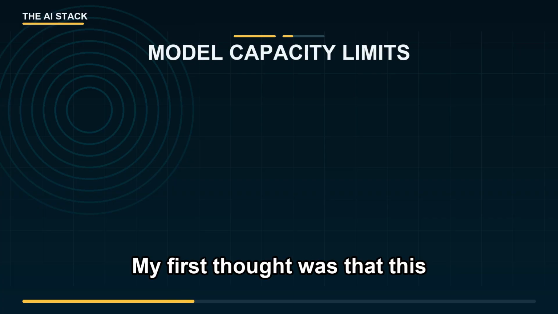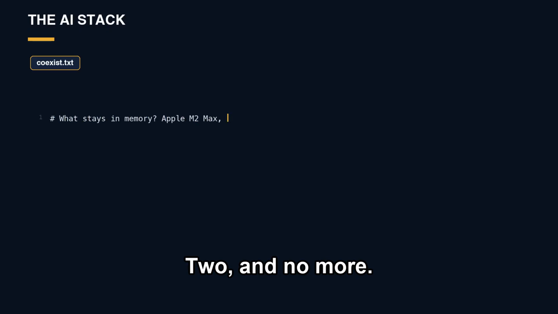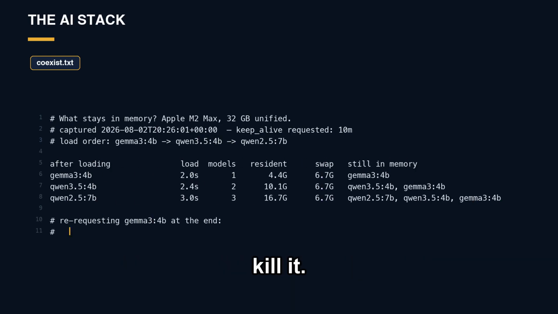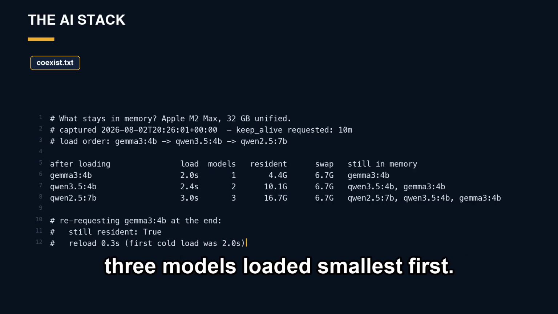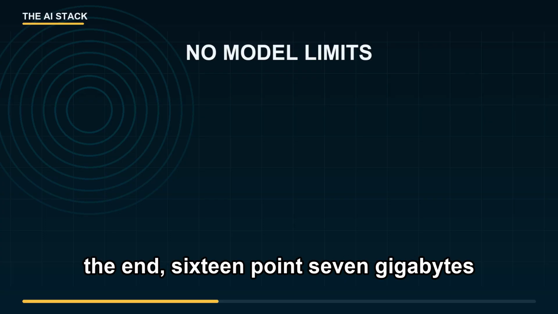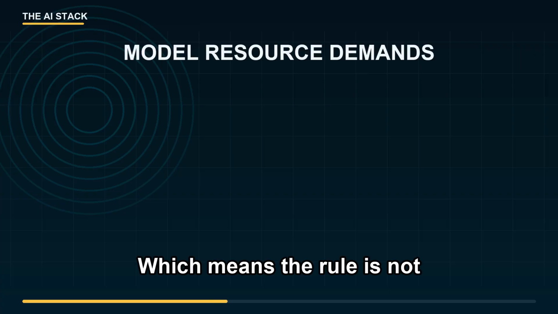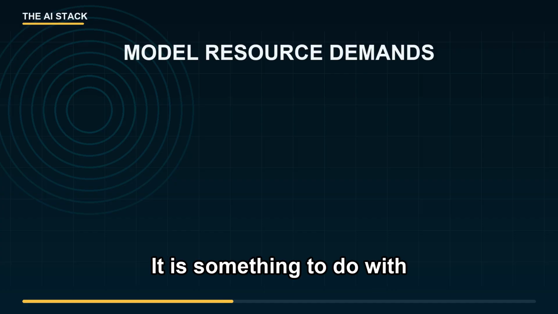My first thought was that this is simply a cap on how many models you get. 2 and no more. That is a tidy explanation, and it took one more experiment to kill it. Same machine, same 10-minute keep alive, 3 models loaded, smallest first. All 3 are still resident at the end, 16.7 gigabytes between them. So there is no 2 model limit. In this order, 3 is fine. Which means the rule is not about how many models you have. It is something to do with what the incoming model demands at the moment it loads.